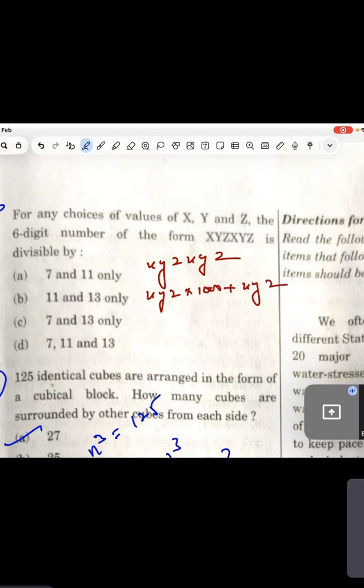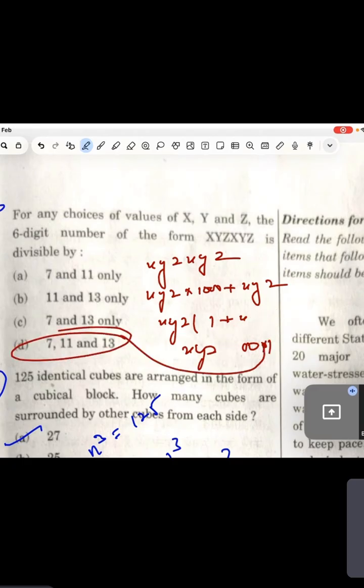X by Z. So here X by Z I can take. So here, it will become what? X by Z, and 1001 will be the common actually. So this 1001 is a multiple of 7, 11, 13. So this is the answer.